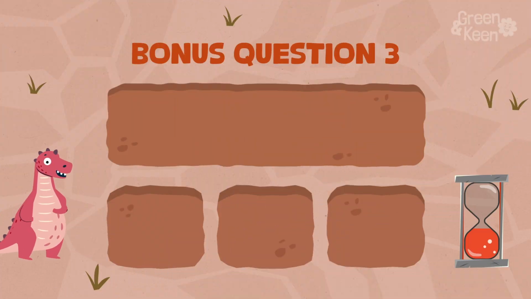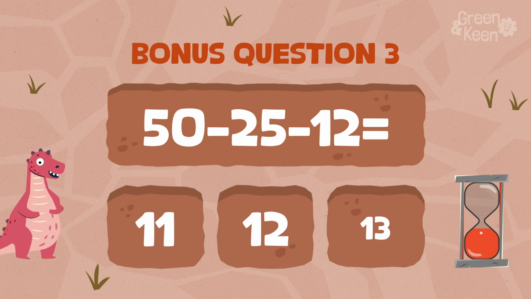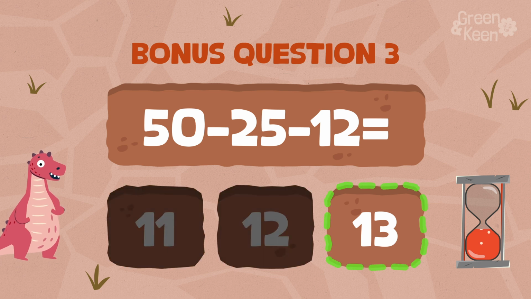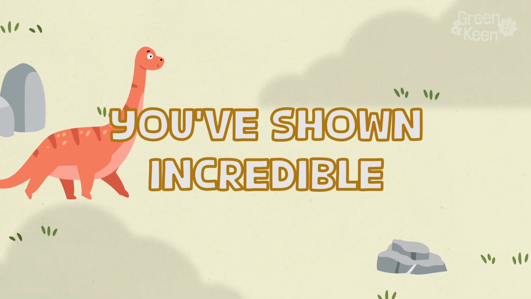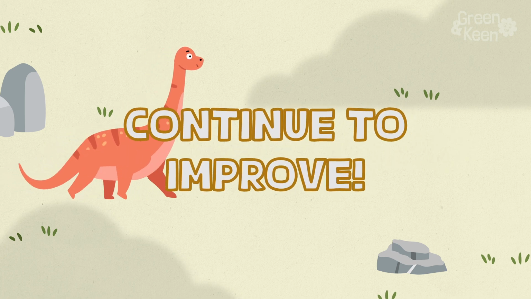Bonus question number 3. 50 minus 25 minus 12 equals? The answer is 13. You've shown incredible math skills today. Keep practicing and you'll continue to improve.